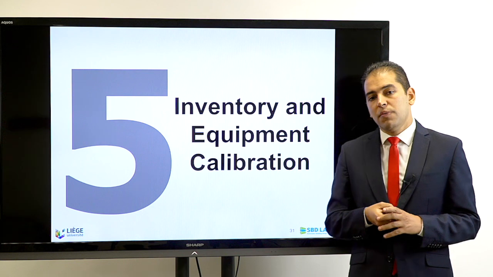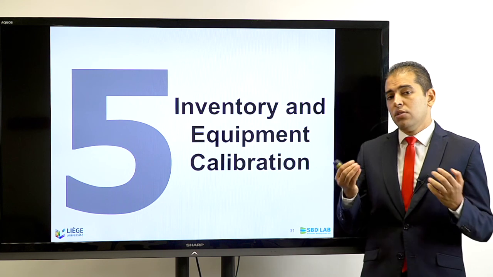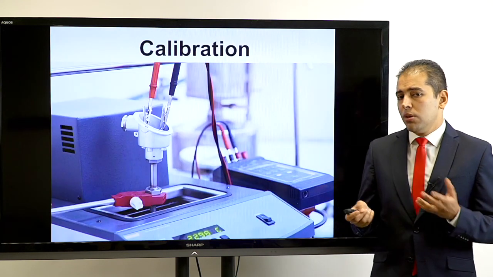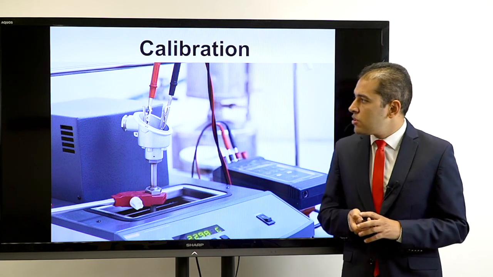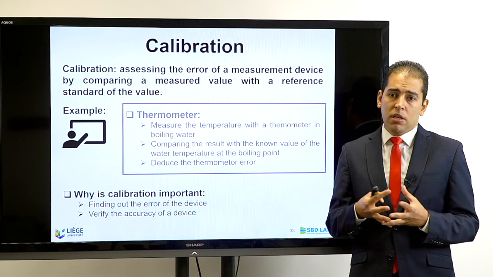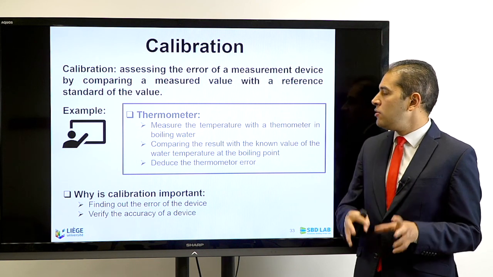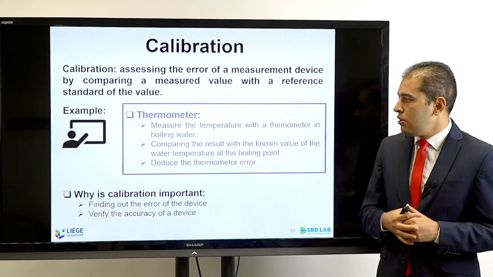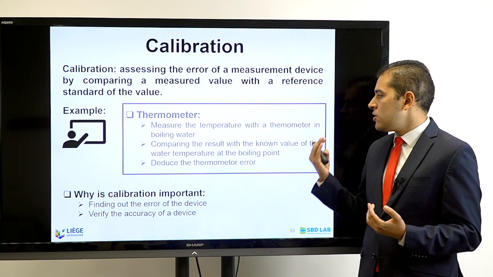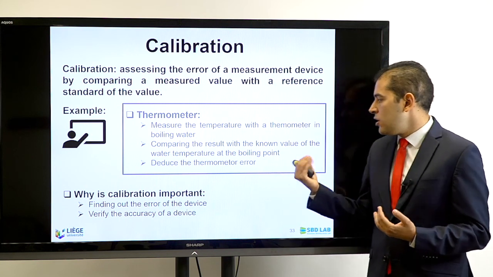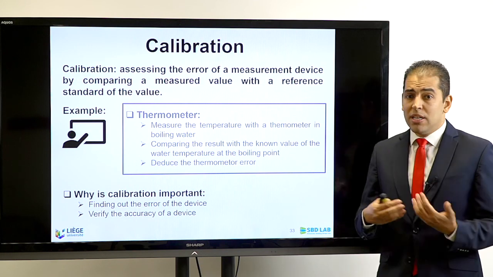Now this will take me to the fifth element before terminating the presentation: inventory management and your equipment calibration. This is very important. When we talk about calibration, it's one of the key issues related to experimental research and to the use of equipment. So calibration is the assessment of the error of a measurement device by comparing a measured value with a reference standard of the value. For example, if we have a thermometer and we want to measure the temperature in boiling water, I need to compare the result with a known value of the water temperature at the boiling point, and then I can deduce the thermometer's range of error.